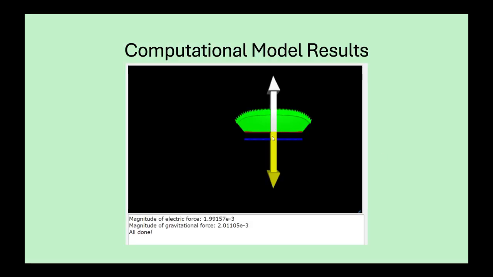So the arrow going up represents the electric force on the top tape, while the yellow arrow going down represents the gravitational force. And as you can see, they're very similar, but there are a few sources of error. And each of the green arrows represents an infinitely small piece of tape.